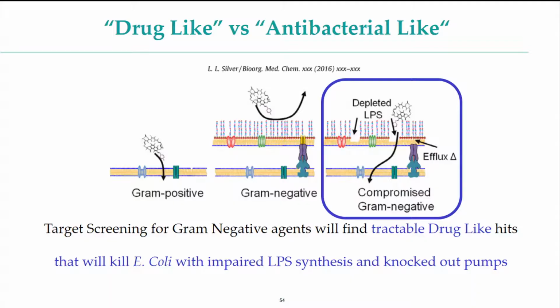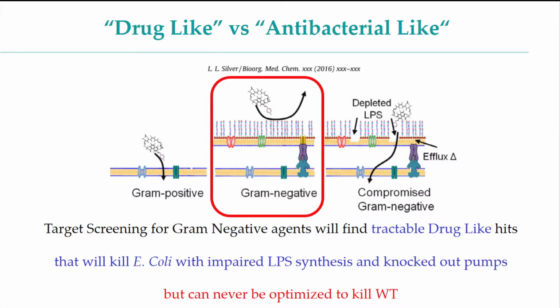So the result is that if you do a screen, you can find tractable drug-like hits that will kill E. coli that has impaired LPS synthesis and knocked-out pumps. Usually you bring down LpxC and you knock out TolC, and then your compound can get in and it will work on its target. But they can never, in general, be optimized to kill wild-type bacteria. If you have those pumps and your LPS intact, they will just never get in. So when you do target screening for gram-negative bacteria, you'll find things that hit your target, but it's almost impossible to engineer the molecule so that it can get to your target. Drug-like we understand, gram-positive antibacterial-like we understand, gram-negative antibacterial-like we fundamentally do not understand.